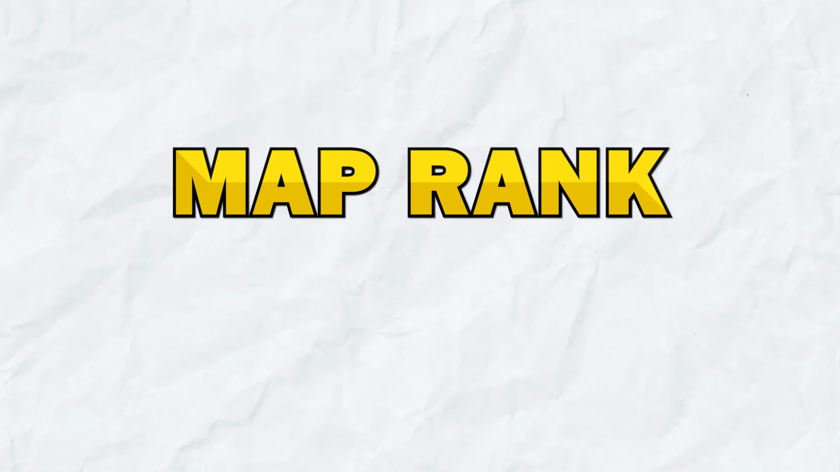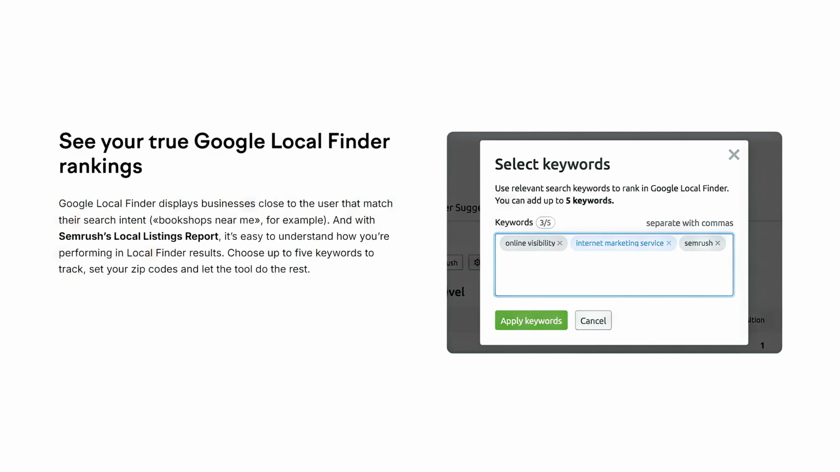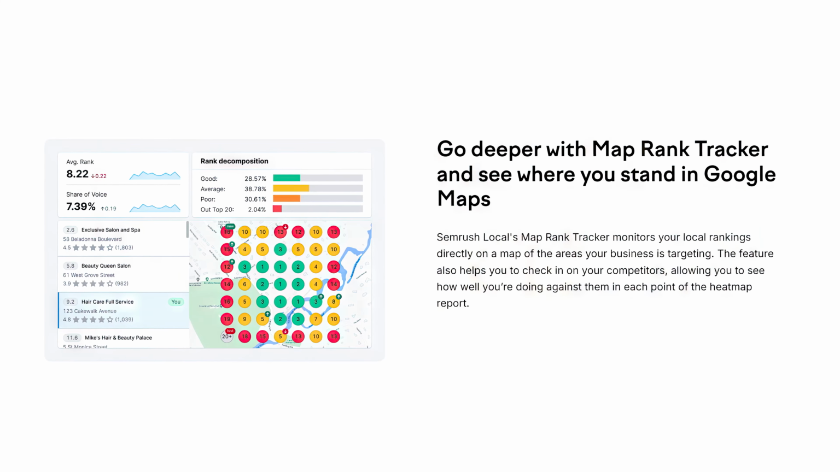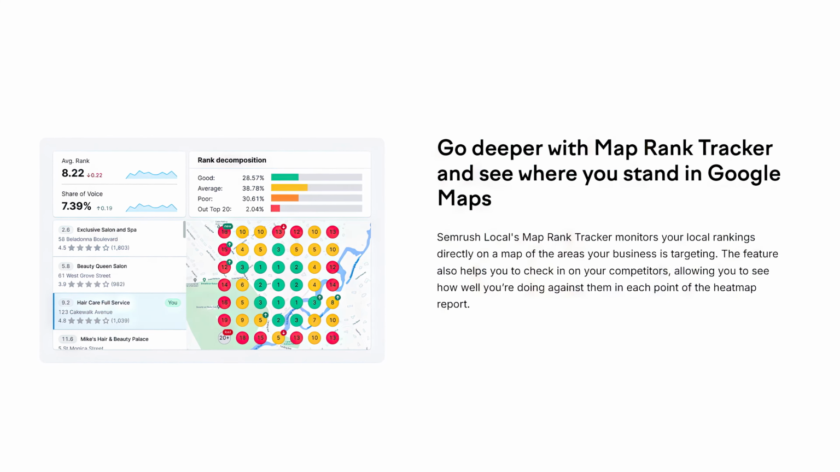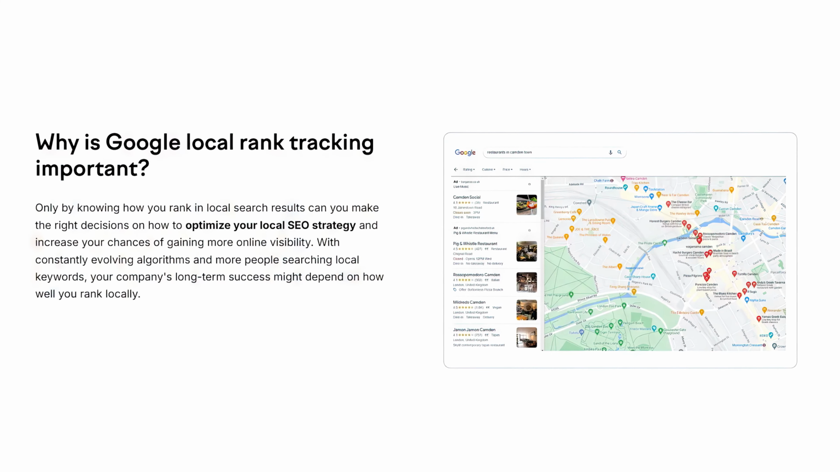Now let's dive a bit deeper into the Map Rank Tracker tool. This tool allows you to monitor your Google Maps ranking with pinpoint accuracy. The Map Rank Tracker will show you how visible your business is in different locations, which can help you adjust your local SEO strategy.